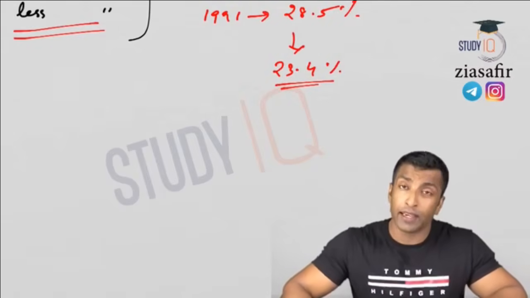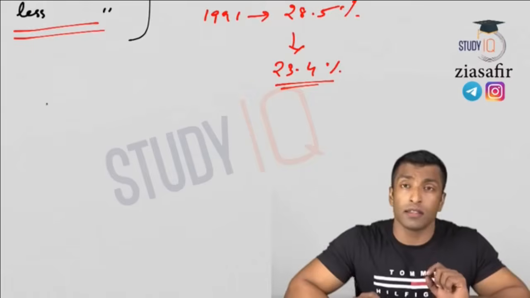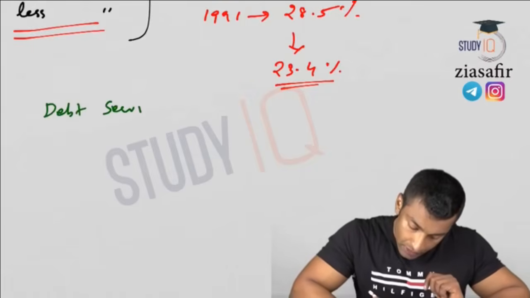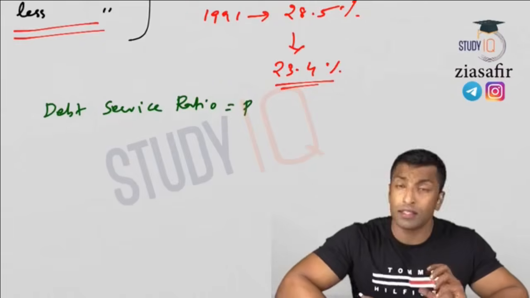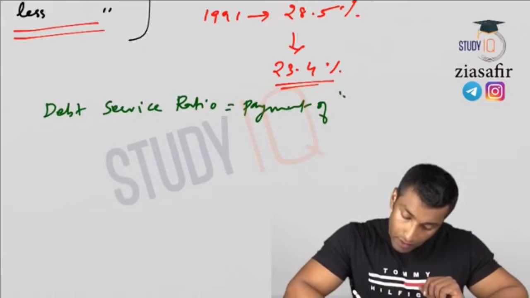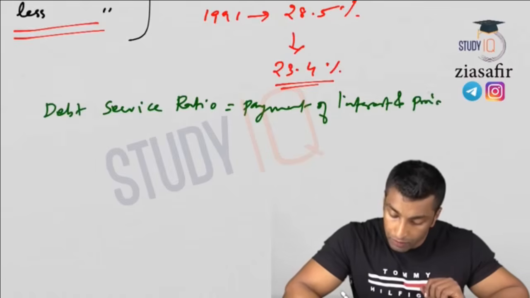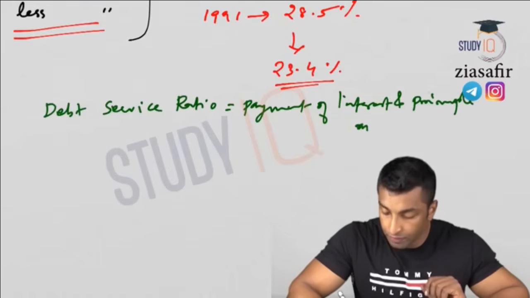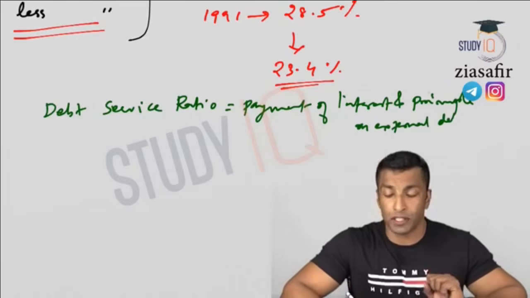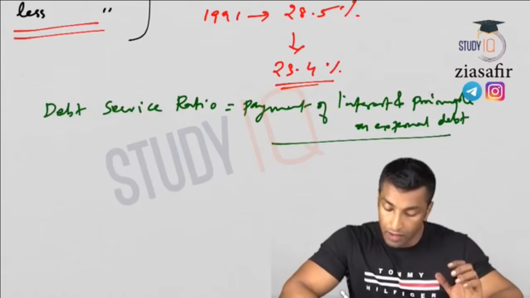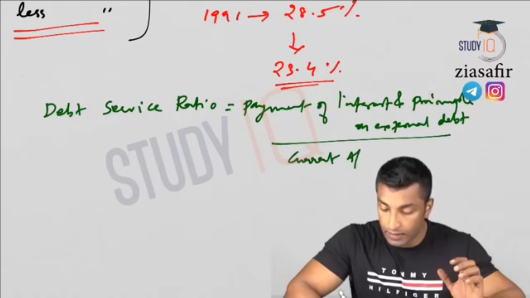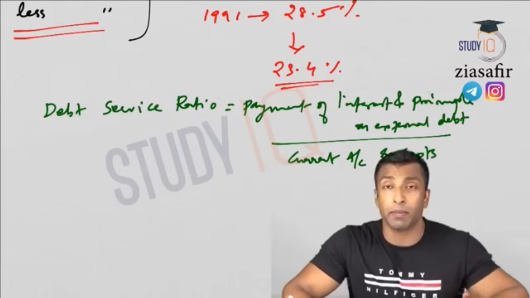One more concept related to this debt that I want to discuss is the debt service ratio. So what is this? In the numerator, payment of interest and principal on external debt. So you need to pay the interest and the principal, divided by current account receipts, whatever you receive. Okay, current account receipts, and if you need to get it in percentage, you have to multiply by 100.